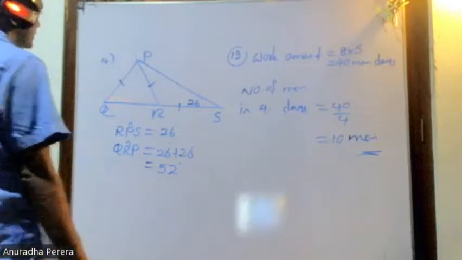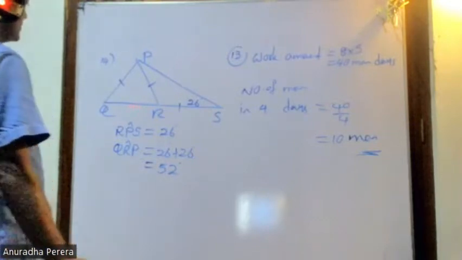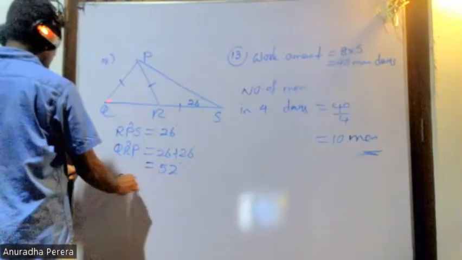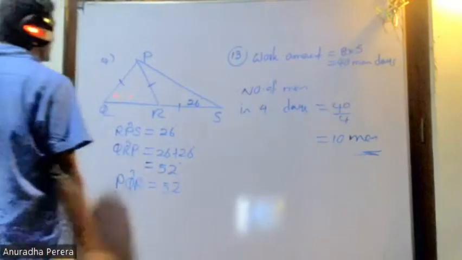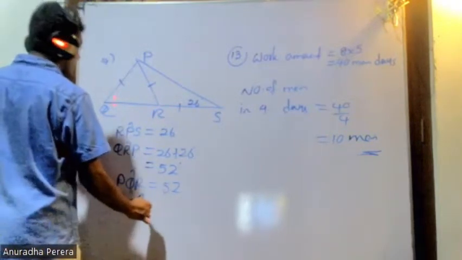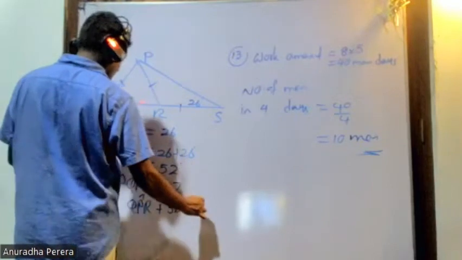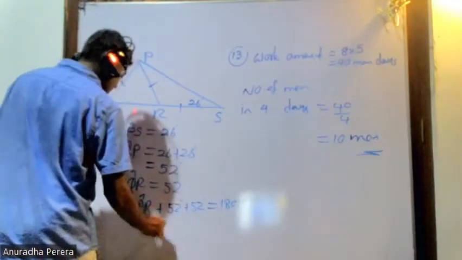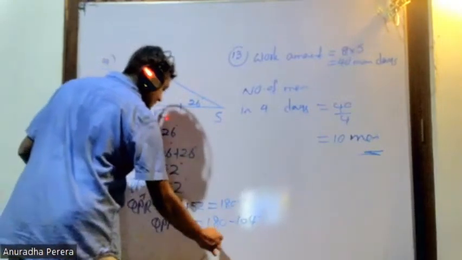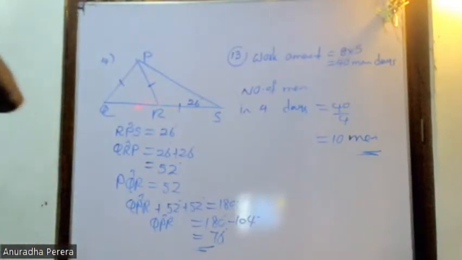Therefore, just now we found this as 52, and this is also 52. What is this, PQR? We need the answer of QPR. QPR plus 52 plus 52 equals 180. QPR equals 180 minus 104. The answer is 76 degrees.